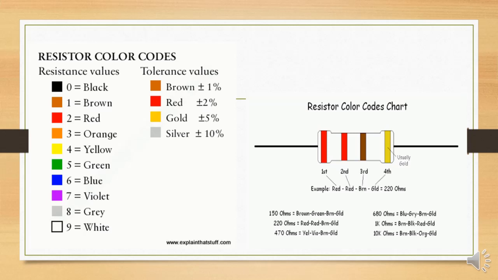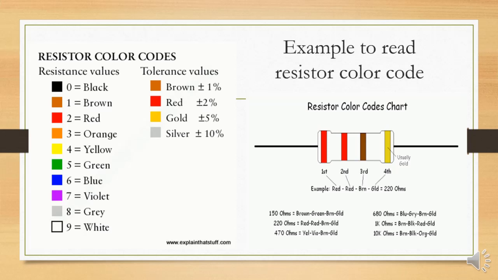And similarly you can have another example like brown, green, brown, gold. So brown is 1, green is 5, so 1 5, and then brown is 1 means 10, so this becomes 150 ohm with the gold 5% tolerance value, and so on and so forth. So this is how we can read the value of the resistors from the color code.